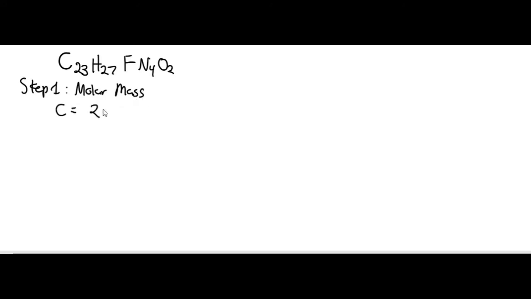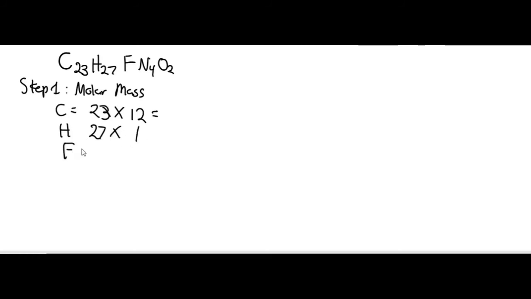carbon is 23, hydrogen is 27, 1 fluorine, nitrogen, and oxygen. So, first step, get the molar mass. We have 23 carbon, and the atomic mass of carbon is 12. Hydrogen, we have 27 hydrogen, and the atomic mass of hydrogen is 1.